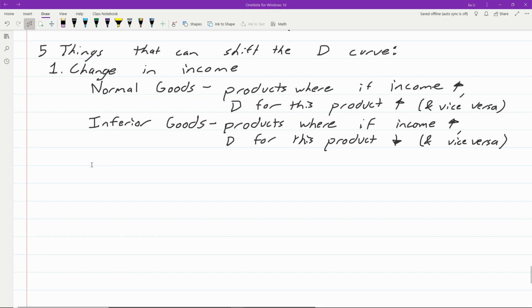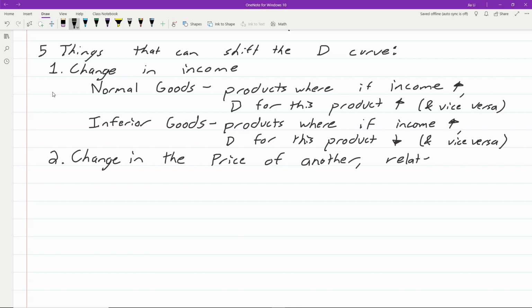Okay, so let's move on to the next thing that can cause a shift in the demand curve of an item, and that is a change in the price of another related good.